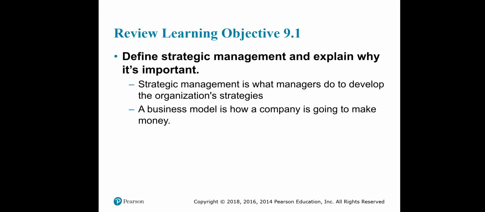So, in review of Chapter 9, the first objective: strategic management is what managers do to develop their organization's strategies. Strategies are the plans for how the organization will do whatever it's in business to do, how it will compete successfully, and how it will attract and satisfy its customers in order to achieve its goals. A business model is how a company is going to make money.